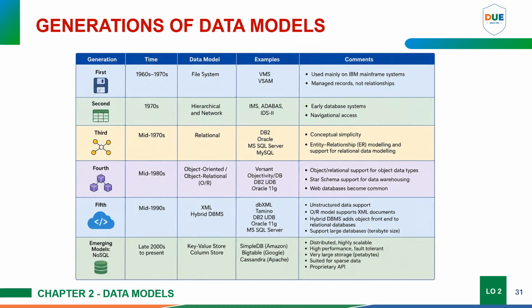This table shows the generations of data models, how they evolved over time. From the earliest file-based and hierarchical models, through the network and relational models, to the object-oriented and NoSQL models of today, each generation arose to overcome the limitations of the one before it. It's a helpful reminder that data modeling is a field that keeps evolving.